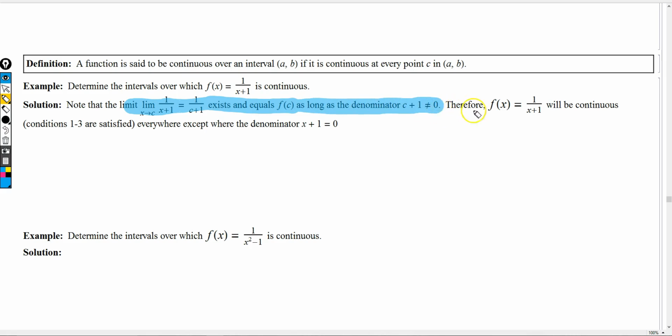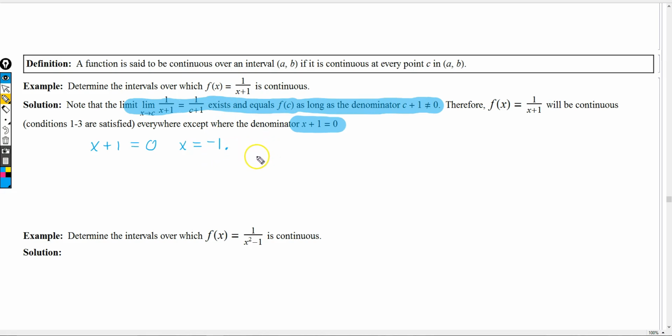So therefore this function will be continuous everywhere except where the denominator is equal to 0. So all we have to do is find where the denominator is equal to 0. Okay. So that's easy enough. All we need to do is set x plus 1 equal to 0. Of course, that gives us back x equals -1. And so our function is going to be continuous everywhere except at -1.